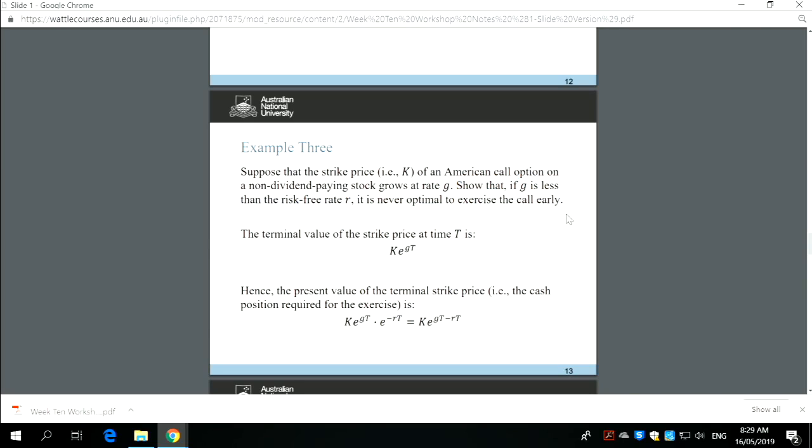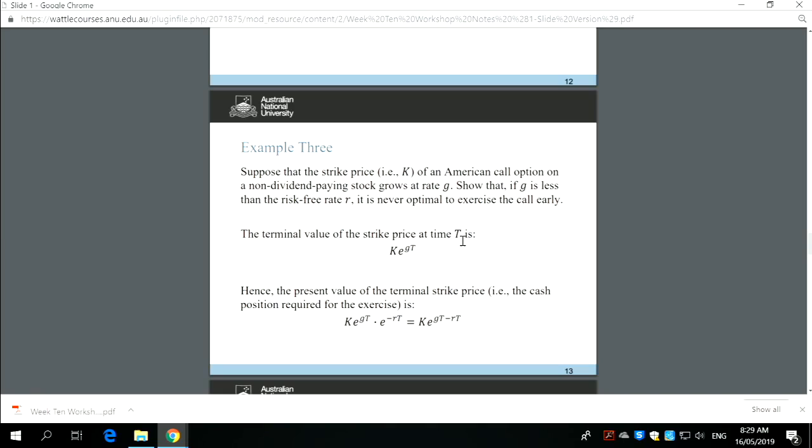First of all, we have to ask the question, what is the terminal value of the strike price? Given that the strike price is growing at the rate of G, the terminal value of the strike price must be K times e to the power of GT, right? That's what the strike price looks like at the terminal point if we simply let it grow.